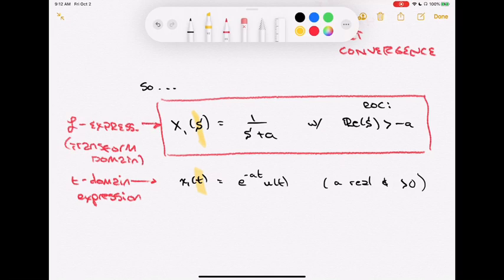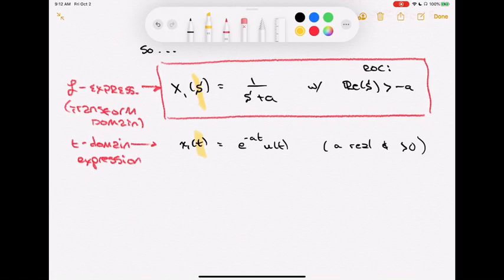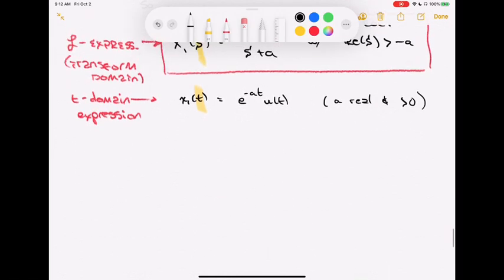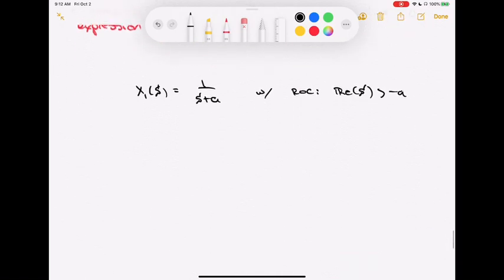Let's look a little more at this x1 and see if we can get some idea about this region of convergence and at least part of the reason why it has to be there. So I'm going to go ahead and look at that x1 of s again. x1 of s is equal to 1 over s plus a, with a region of convergence of the real part of s being greater than minus a. What I would like to do here is look a little bit at this transform. Turns out we got a rational function in this case. s is our frequency variable.